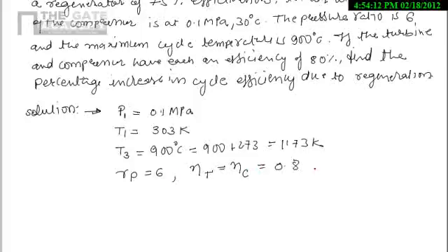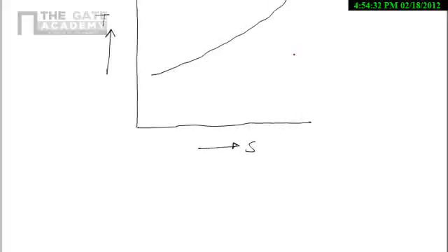that is 0.8. Now we will discuss the process on the TS diagram, which will be very helpful in understanding the problem clearly. So now I am drawing the TS diagram. As we already said, in a gas turbine cycle there is no phase change, so we will not see the dome. These two are the constant pressure lines.